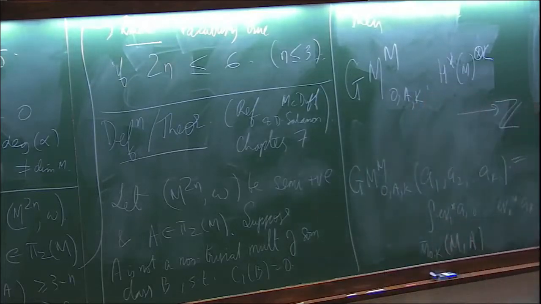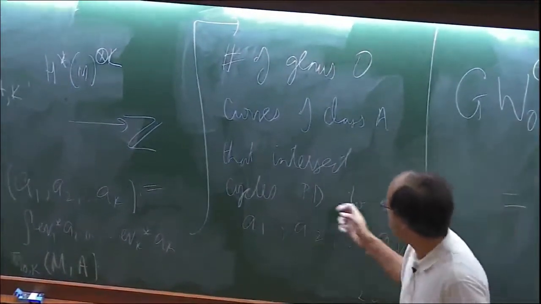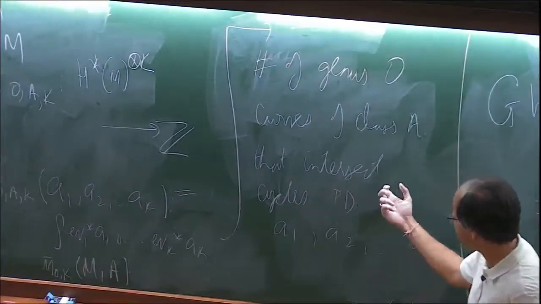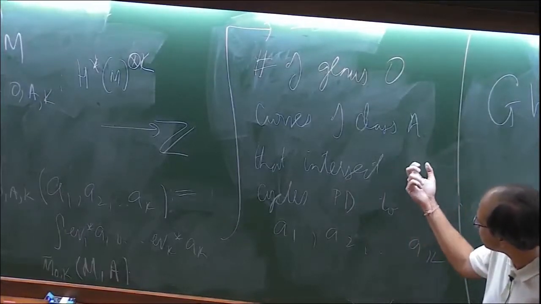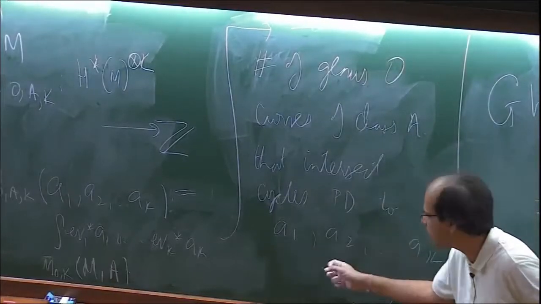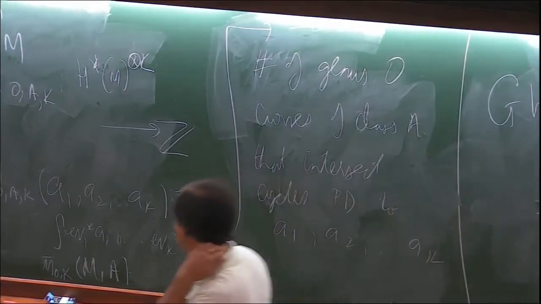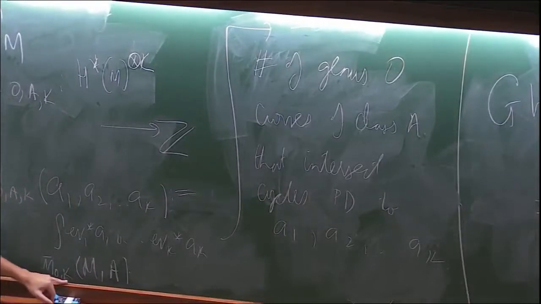Okay, so this is basically the number of genus zero curves representing the class A, which intersect cycle. So actually, what I'm saying is slightly wrong. This is the number of genus zero curves with k mark points such that the first mark point goes to A1, second mark point goes to A2, and kth mark point goes to AK. That is actually the correct statement. And so in particular, you now focus on the case M is equal to CP2 and looking at degree D curves. So you can check that the only time this dimensionally will match is if your k is 3D.